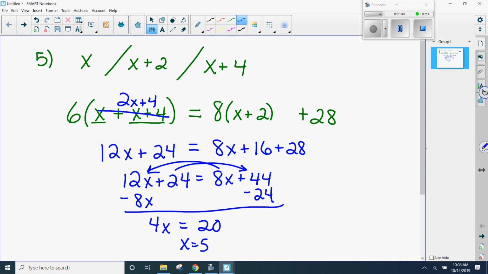And what did they ask for? Consecutive odd integers, and 5 is odd, right? So that's our very first integer. If you would have set it up differently than x plus 2, x plus 4, you run the risk of that being an even one when sticking it back in. But don't stop with just x equals 5. Your consecutive odd integers are 5, 7, and 9.